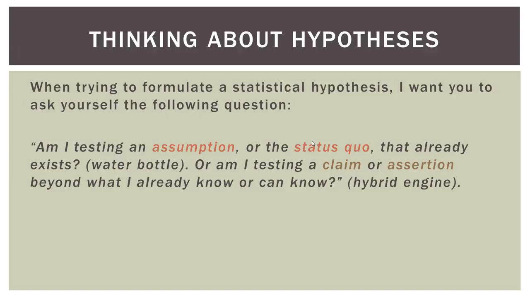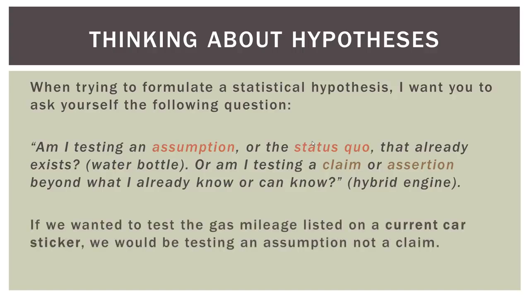Now, what if we turn this a little bit different way? If we wanted to test the gas mileage listed on a current car sticker in the window, we would be testing an assumption then, not some claim about an unknown. So if I go to a car dealership, I look on the sticker of the car, and it says this car gets 26 miles per gallon on the highway. Well, that is an assumption that's a given to us that we can then go test. That's our null hypothesis in this case.